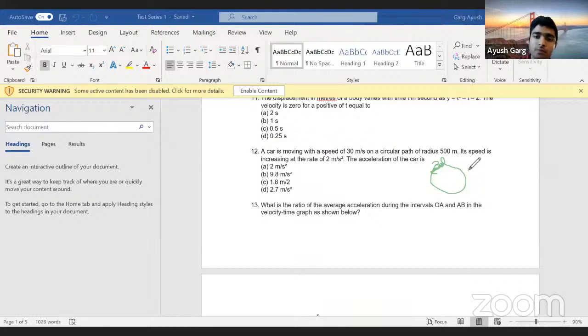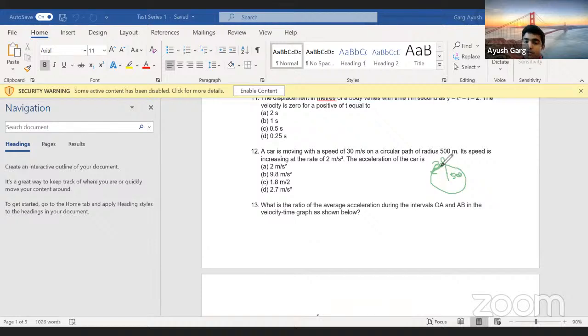Now, on a circular path of radius 500 meters. So this is going to be 500 meters. The speed is increasing at a rate of 2 meters per second square. So the speed with which it is moving, it is increasing. If you look at it in terms of straight line motion, the speed is also increasing.